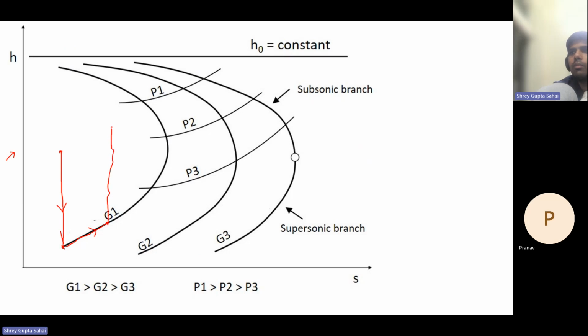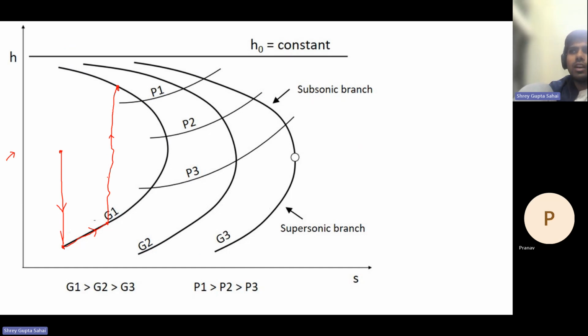So this normal shock will be dashed. I am not drawing the dashed lines, but you consider it, and it still stays on the same Fanno curve. Why? Because as we discussed, along the normal shock, all three quantities remain conserved. That's the idea.